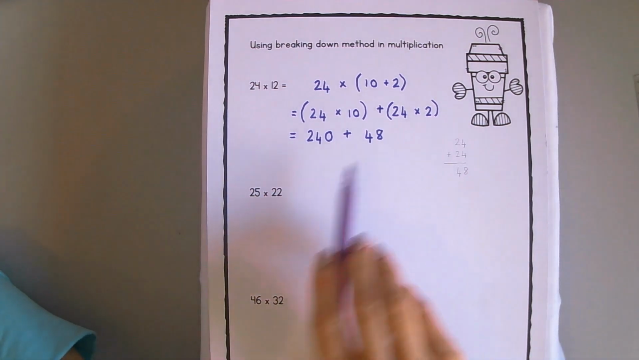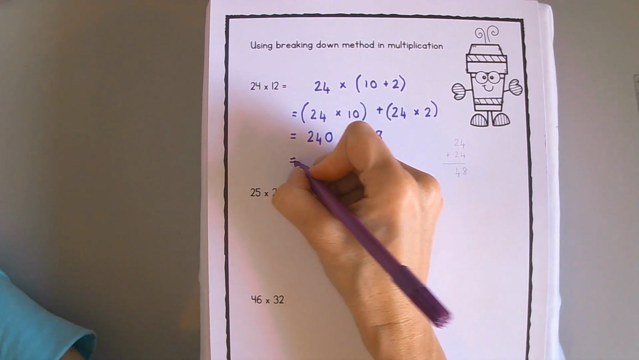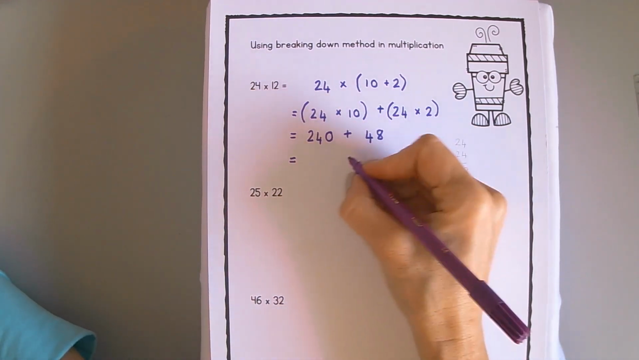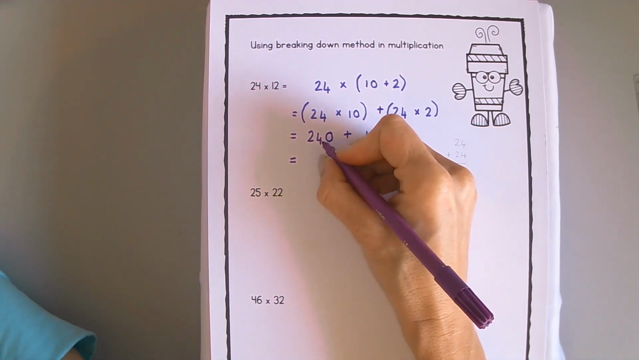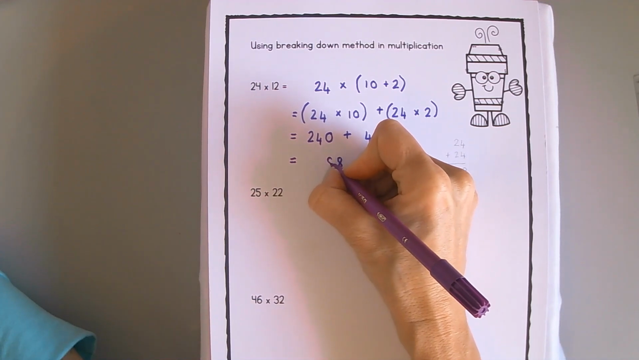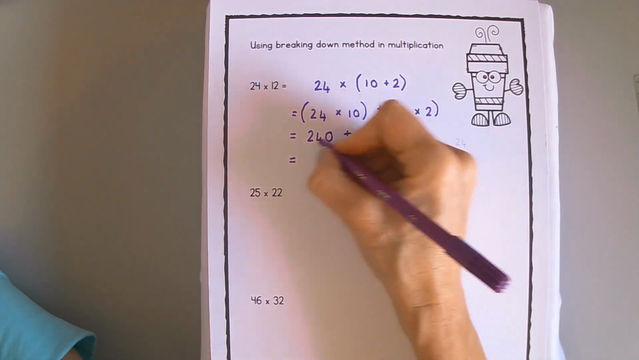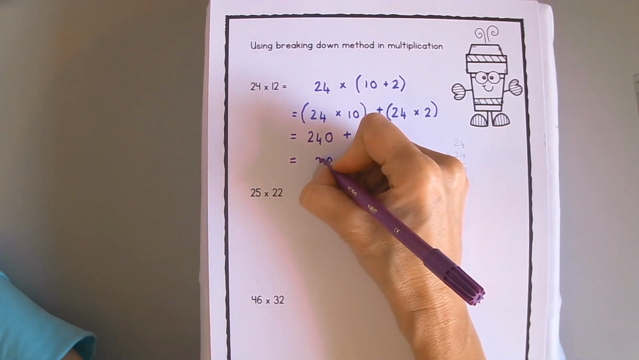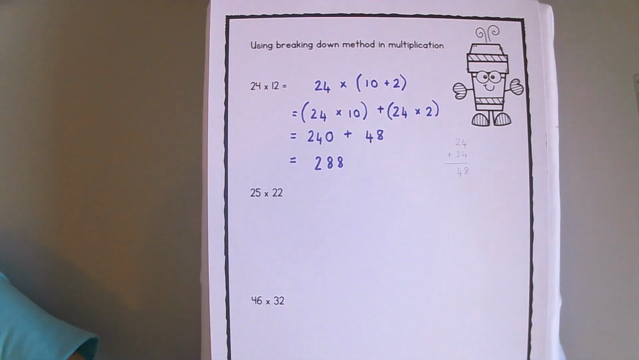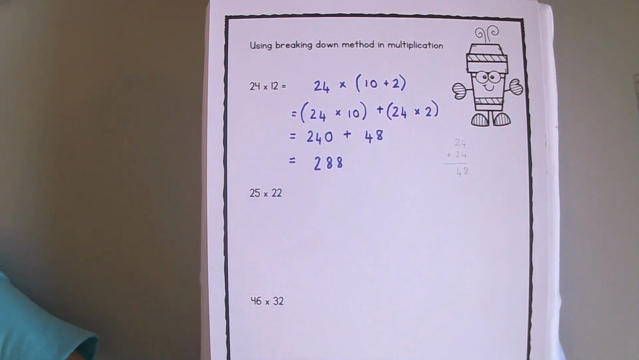Now we're going to add the 2 together. So let's see. If I add my units together, I've got 8. Add my tens, 4 and 4 is also 8. And my hundreds, there's a 200, there's nothing there. So that's 288. Okay, quite a nice method. Not too bad. It just becomes problematic when you've got really big numbers. Okay, let's go on to the next one.